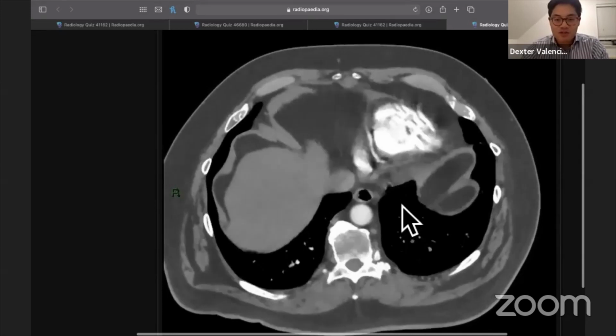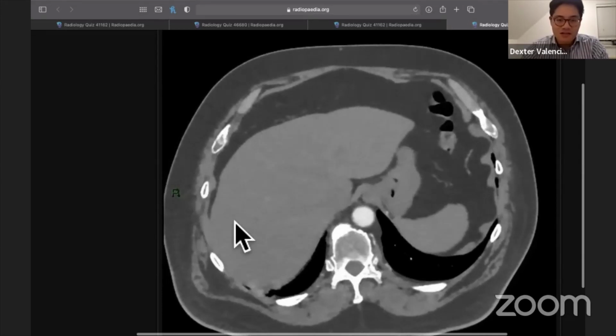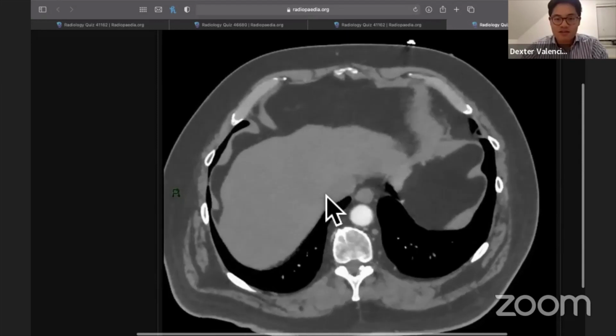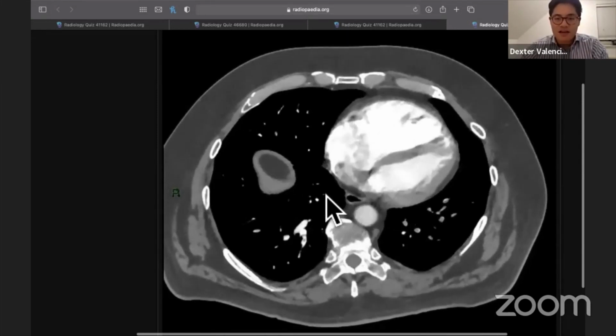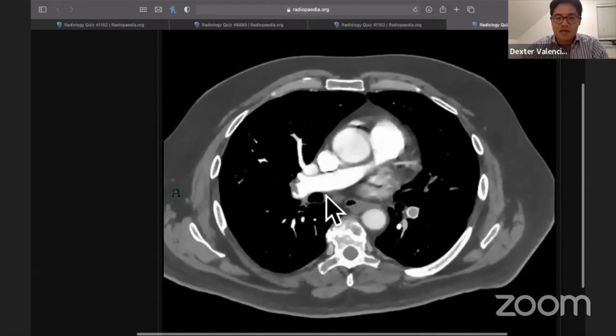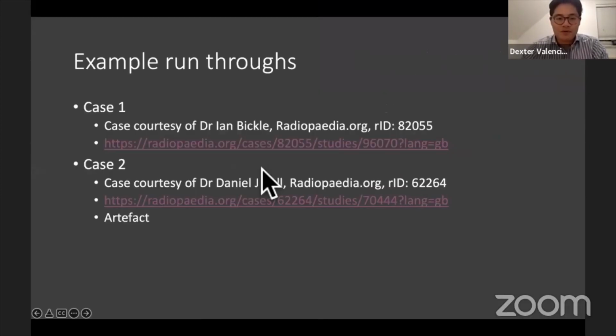Can we see any tricuspid regurgitation? Well, the liver looks pretty dark. I can't see any contrast within there, so it doesn't look like they have tricuspid regurgitation, just big PEs. We'll go through to another one.